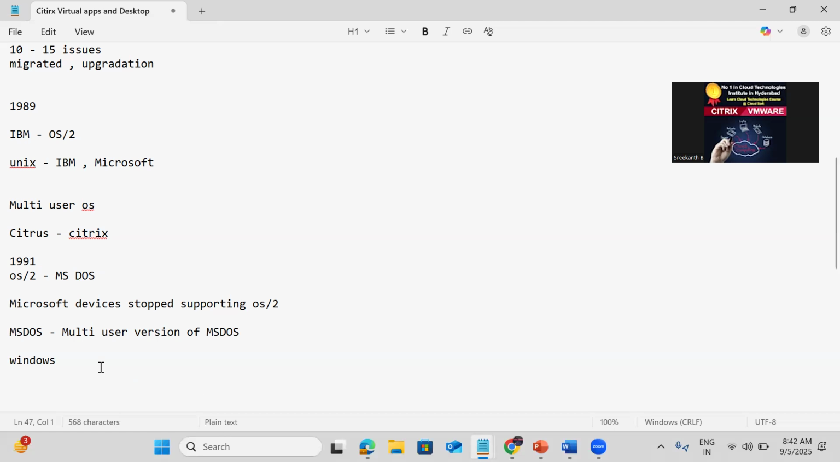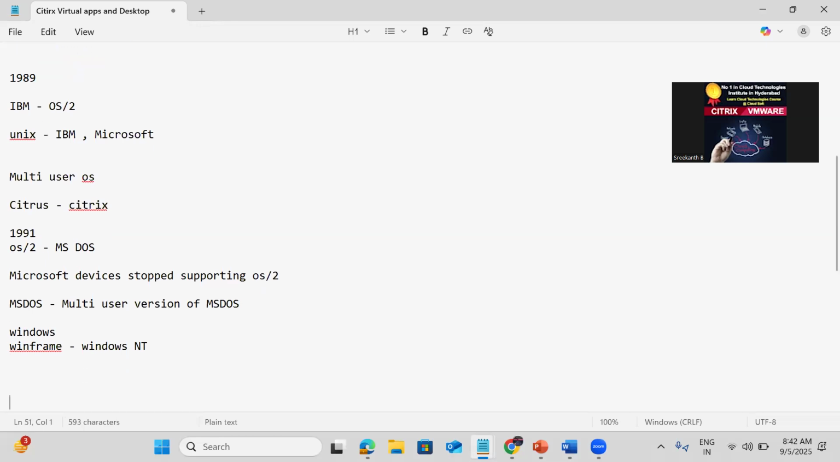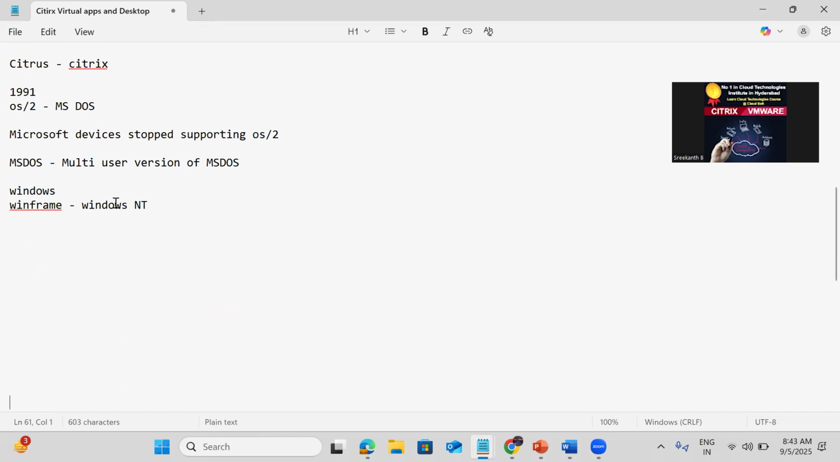The product name was WinFrame. It was built on top of Windows NT, which is a server class operating system. Windows 95 and 98 were desktop class. Windows NT is like today's 2019, 2022 server versions, while Windows 95 and 98 are equivalent to Windows 10 and Windows 11. WinFrame was making a multi-user version of Windows NT.